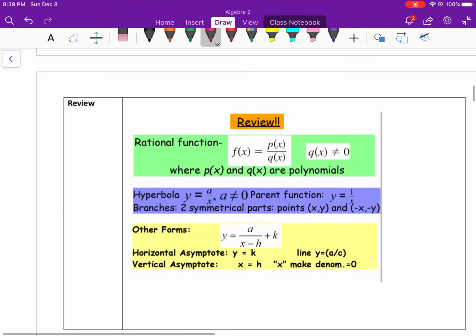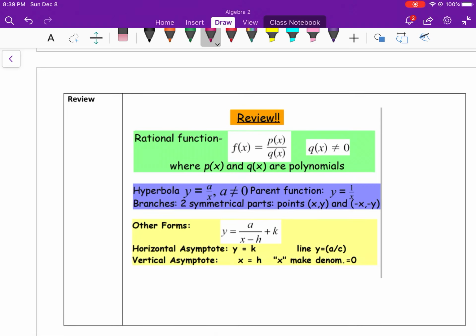And that wraps it up. So remember, a rational function is when you divide one polynomial by another, and the denominator cannot be equal to 0. For simplicity, I used the parent function. We graphed branches, which are symmetrical parts, like x, y, and then -x, -y. And then we use the h, k for the vertical and horizontal asymptotes.